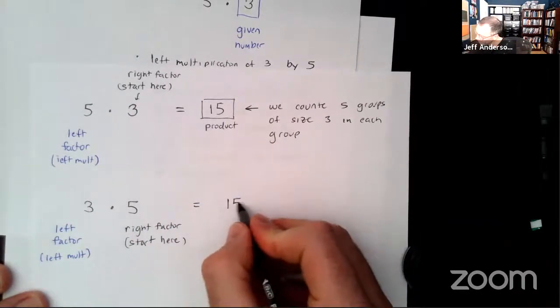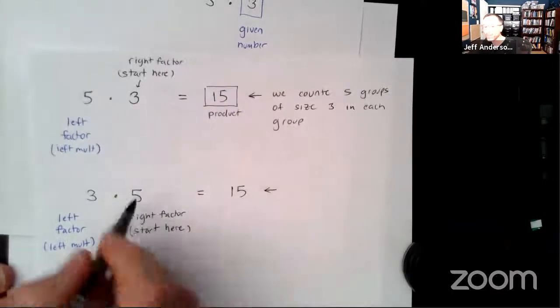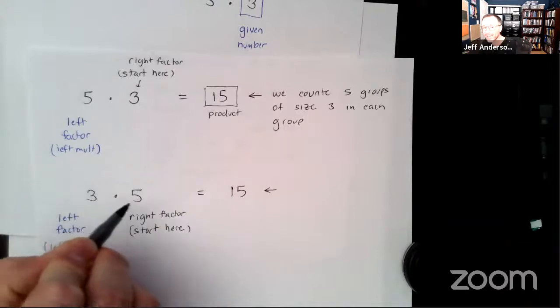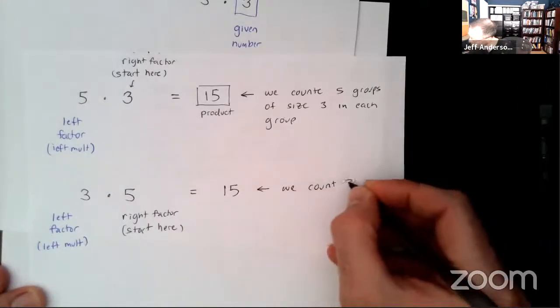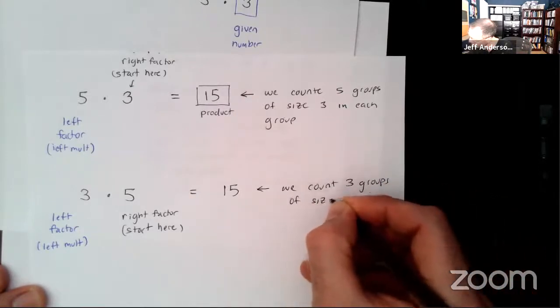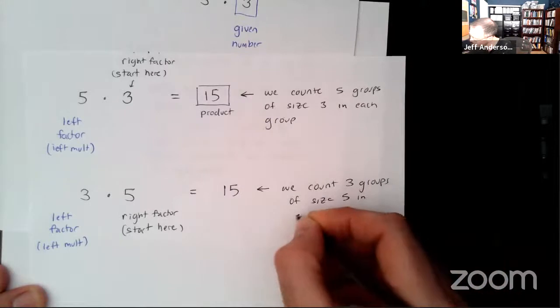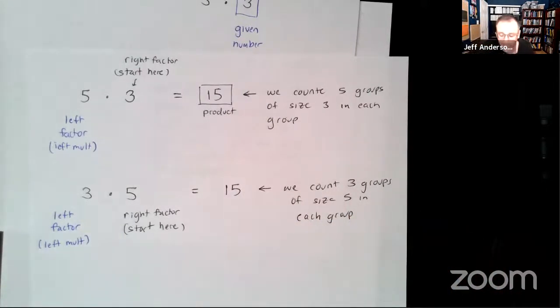And we say that the product is 15, but it's not 15 because it's the same problem. It's 15 because in 3 times 5, we count 3 groups of size 5 in each group. And we can actually visualize that.